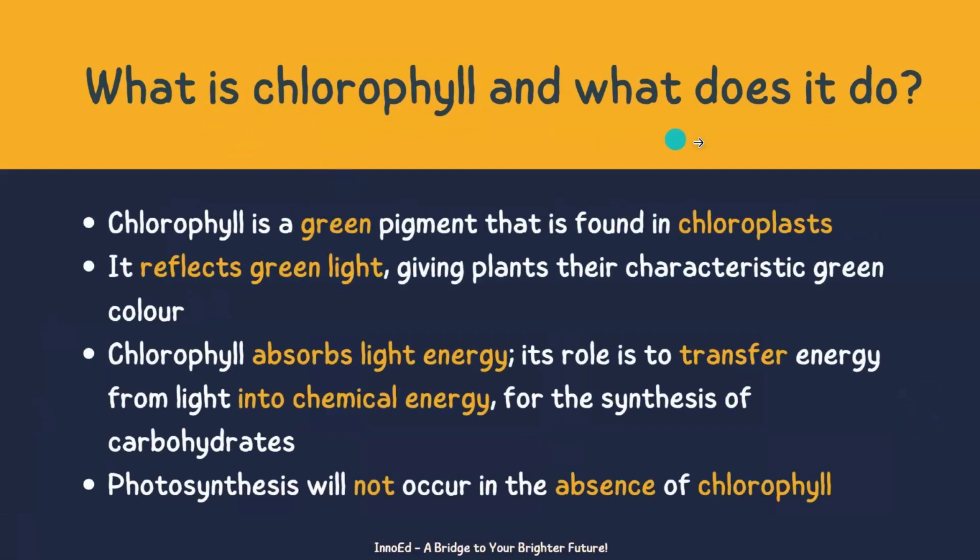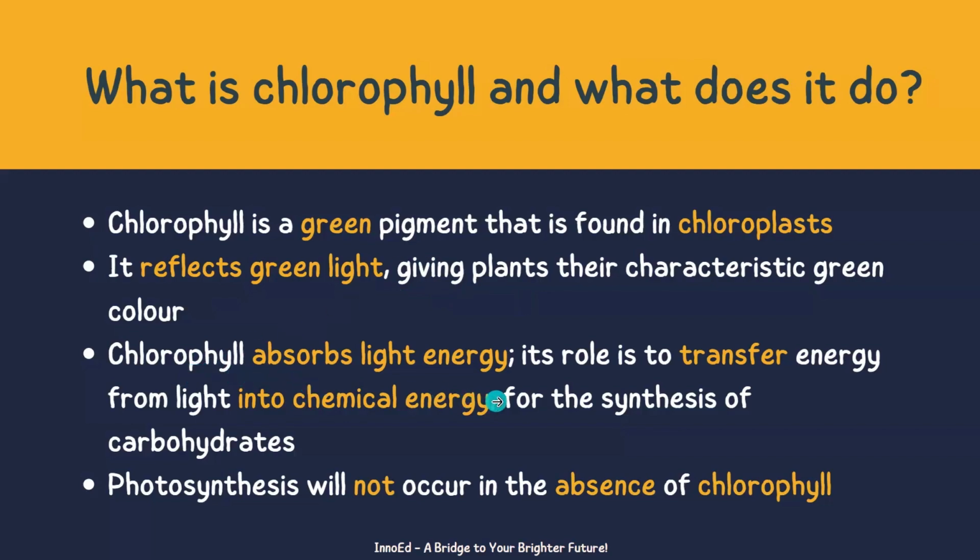What is chlorophyll and what does it do? Chlorophyll is a green pigment that is found in chloroplasts of plant cells. The chlorophyll reflects the green light, the green part of the light. Which means that the chlorophyll does not absorb the green part of the light, but it does absorb the red and blue parts of the light, so that the plants have the characteristic green color.